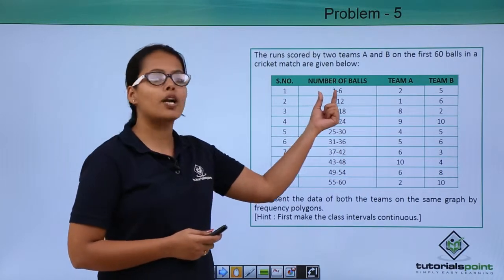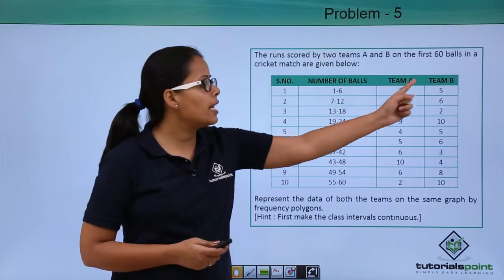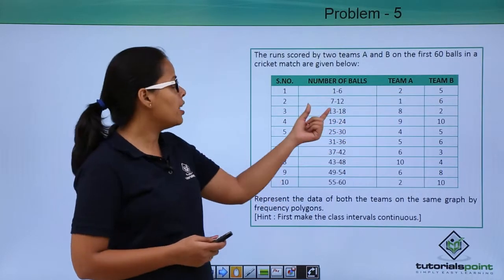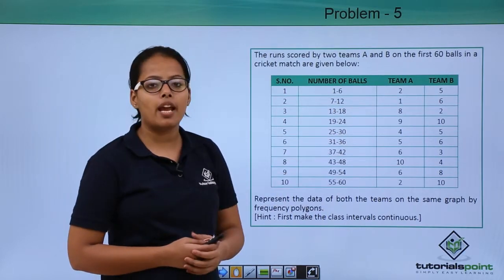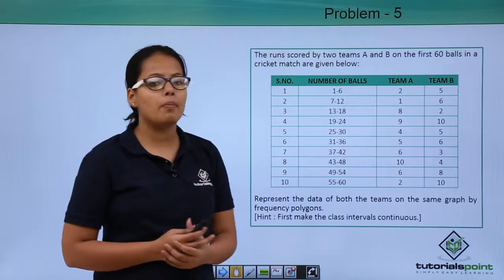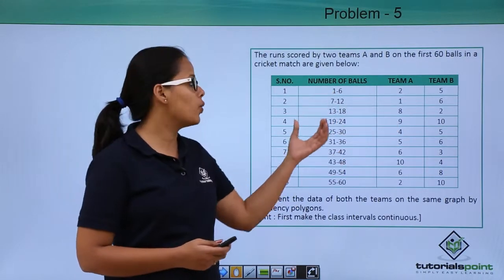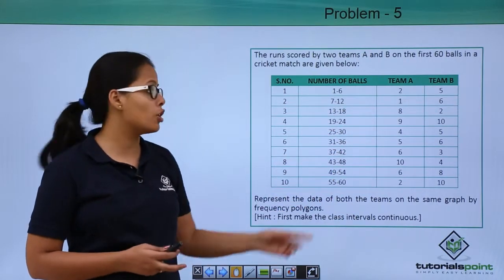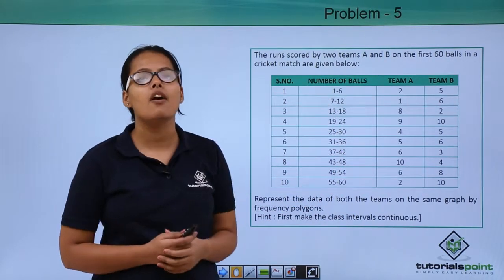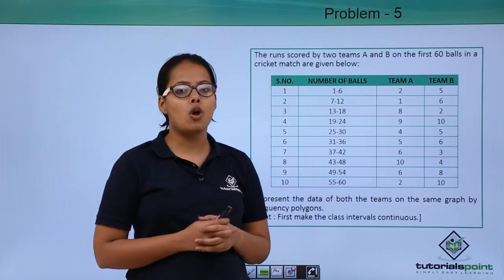In first 1 to 6 balls, runs scored by team A is 2 and team B is 5. In the interval of 7 to 12 balls, runs scored by team A is 1, runs scored by B is 6. So you can say here that in first over runs scored is this, in second over runs scored is this, in third over runs scored is this, because you can see here the interval is 5. But you can see here that this interval is not continuous.